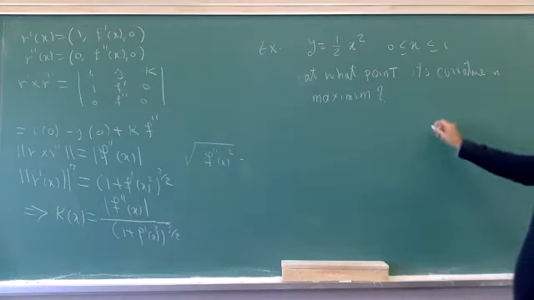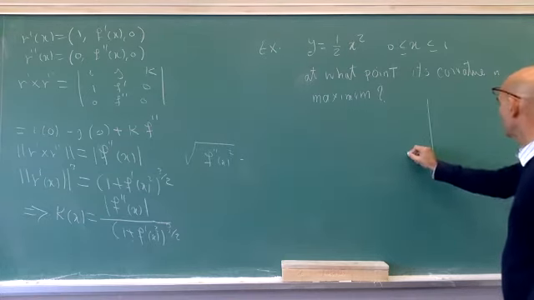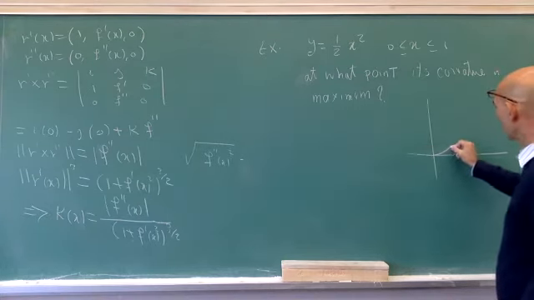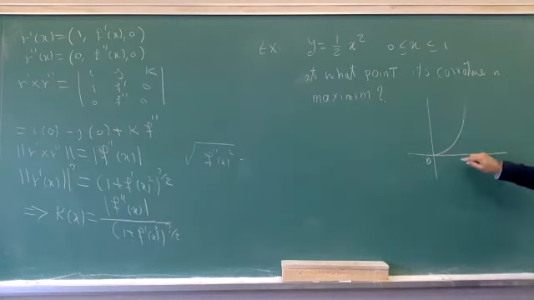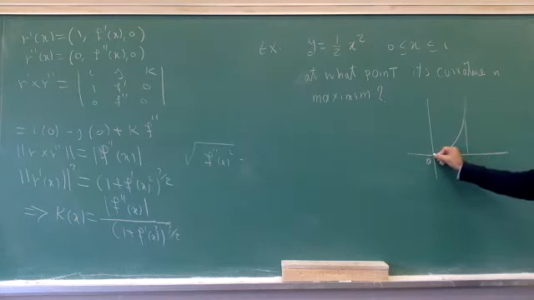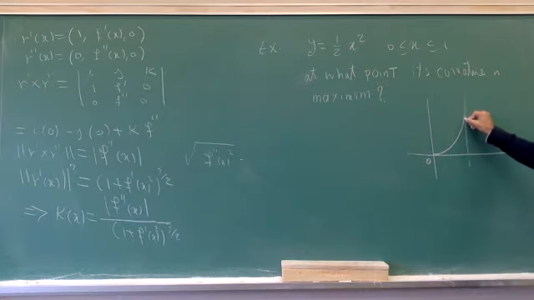So here is the curve. It's a parabola, of course. So we look at this parabola only in the interval 0, 1. Okay, that's good. And we want to know at which point the curvature of this curve is a maximum. What is your hunch? Your gut feeling about this? 0 is curvature maximum?